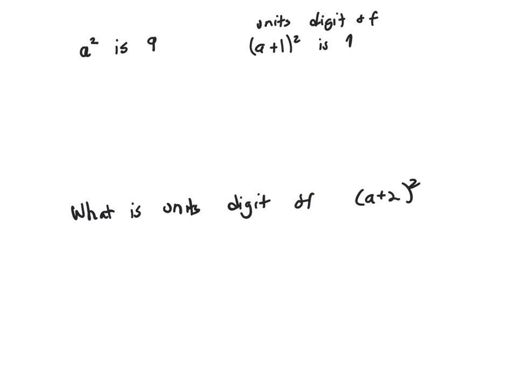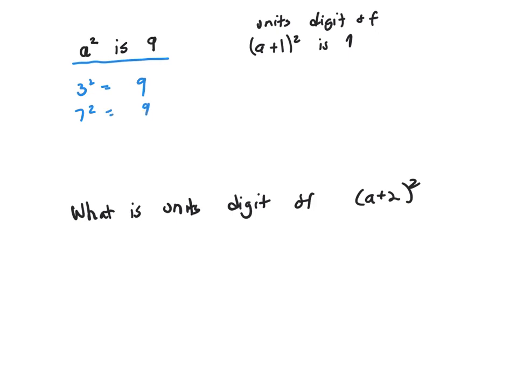They tell me a squared is 9. So what I thought about was, what numbers do I square where the units digit will be a 9? So 2 squared, no. 3 squared, yes, that's going to be a 9, ending in a 9. 4 squared, no. 5 squared, 6 squared, no. 7 squared, yeah, because that's going to be 49, ending in 9.